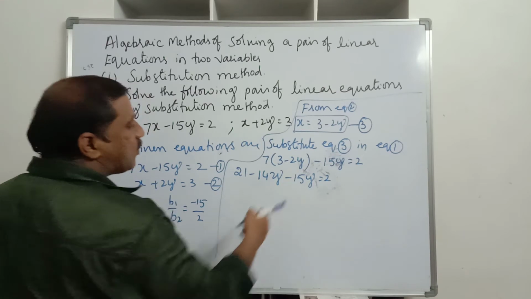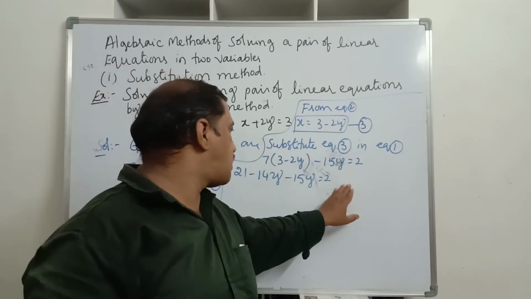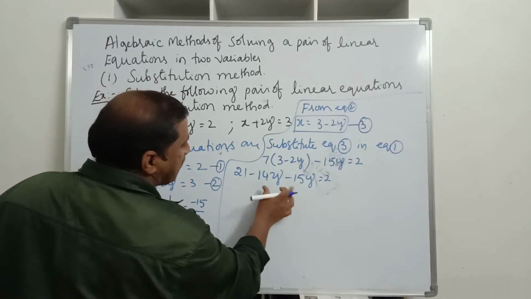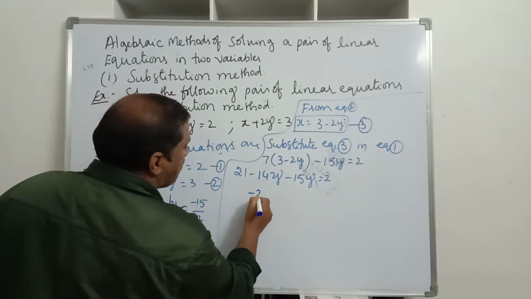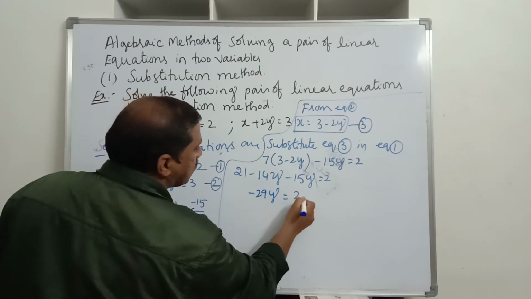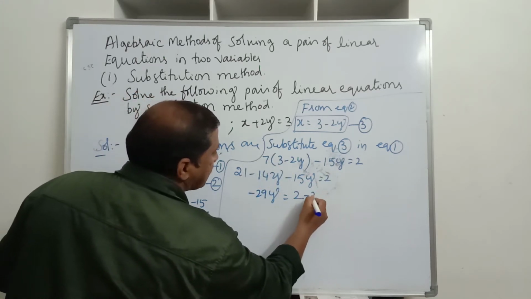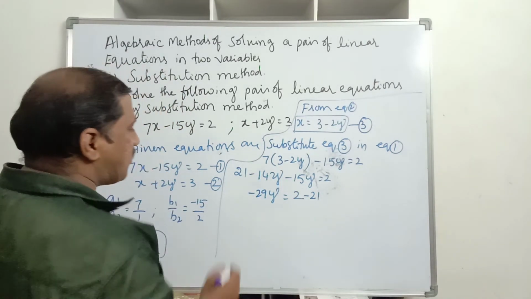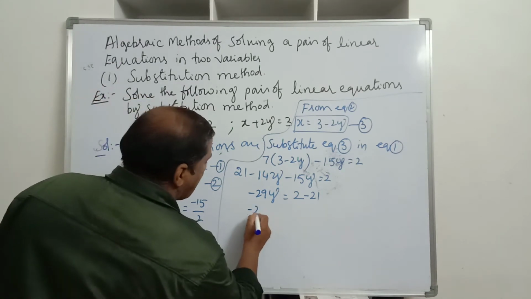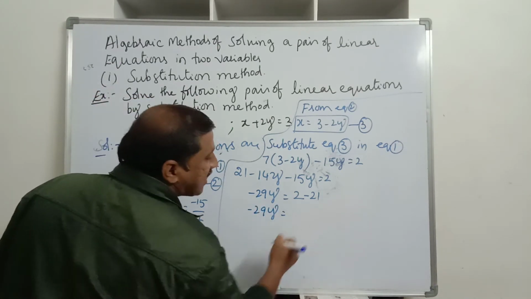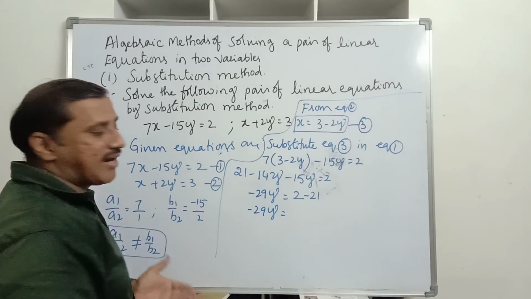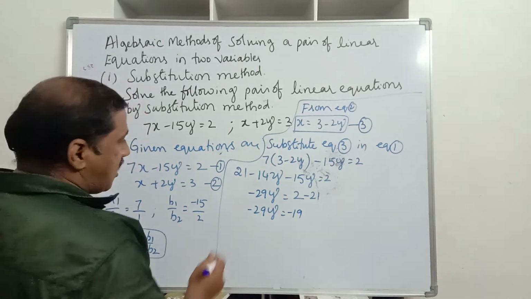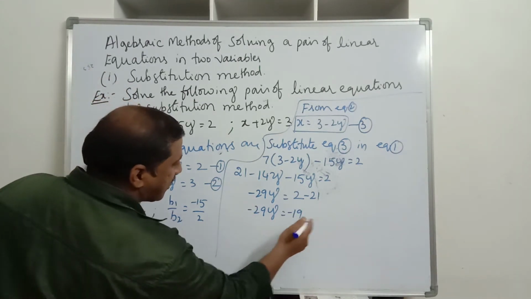So transpose 21 to that side, it becomes minus 21. Similarly, minus 14y and minus 15y are like terms. Add these two, we get minus 29y is equal to 2 minus 21. As the same sign is there, we add the numbers. Now subtract 2 from 21, we get 19, and 21 is the greater number, therefore we get minus 19. Now transpose minus 29 to RHS, we get y.